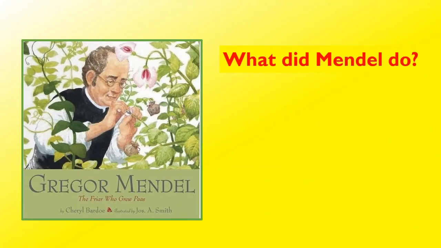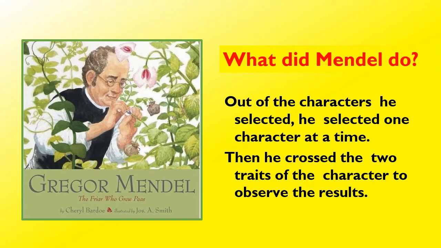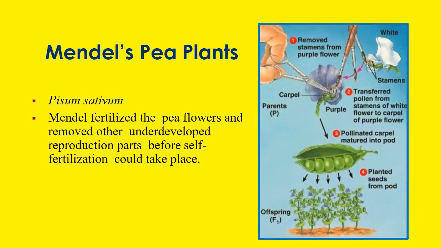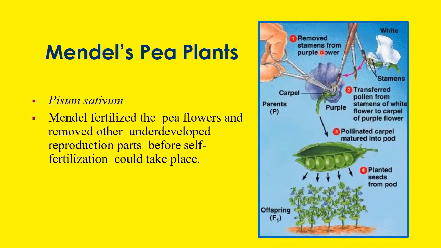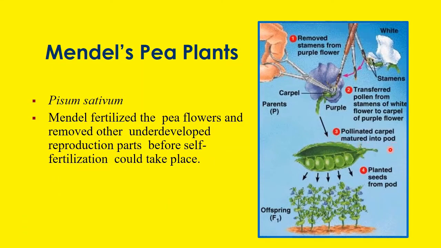Now what did Mendel do? Out of the characters he selected one character at a time. Then he crossed the 2 traits of the character to observe the results. Mendel removed the stamens from the purple flower and then transferred the pollen from the stamens of the white flower to the carpel of the purple flower. Next, the pollinated carpel matured into pods. Mendel planted the seeds from the pod and got the F1 progeny.